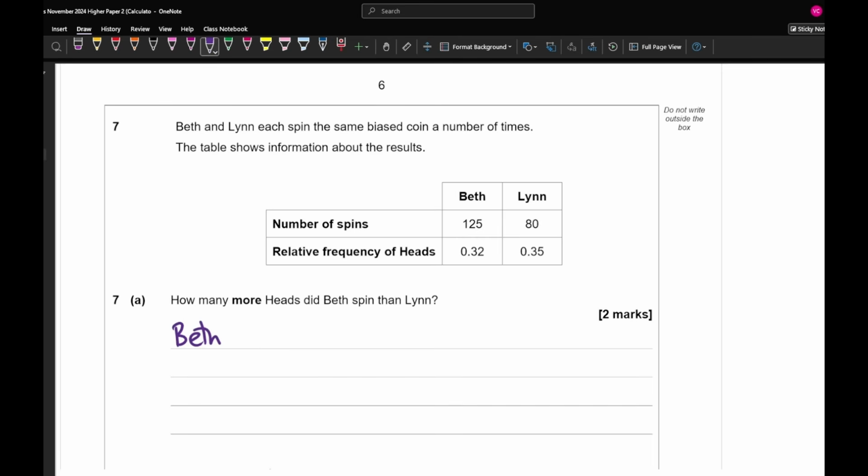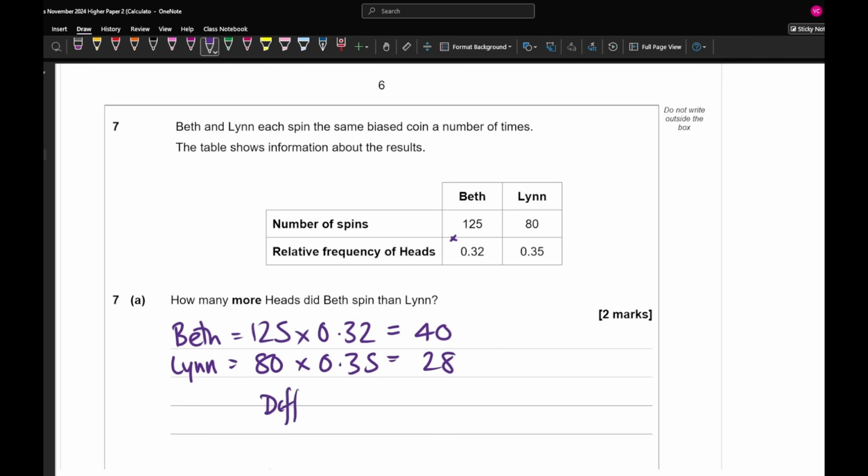So here what we're looking for is the number of trials multiplied by the probability. So for Beth, it's going to be 125 multiplied by 0.32, which gives me on my calculator an answer of 40. And if I do the same for Lynn, it's going to be 80 multiplied by 0.35, and that gives me an answer of 28. Then all that's left for me to do is to work out the difference, which is 40 minus 28, which gives me an answer of 12.